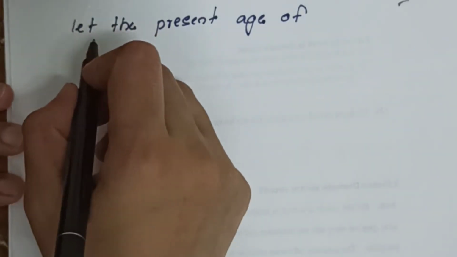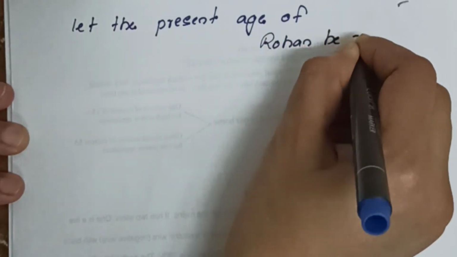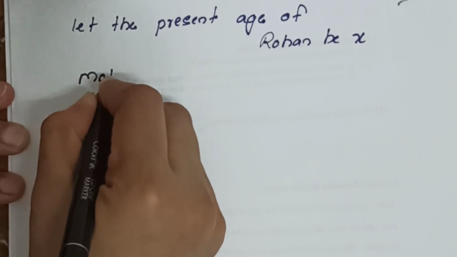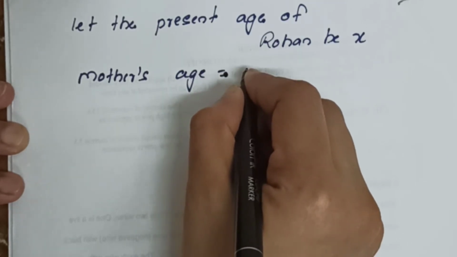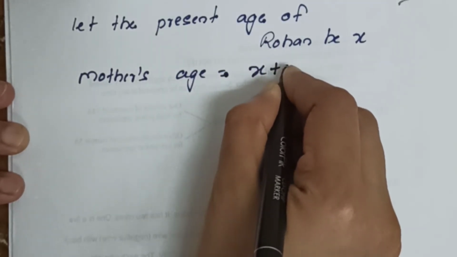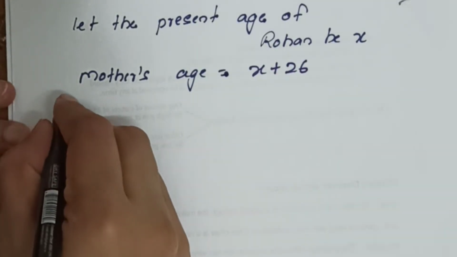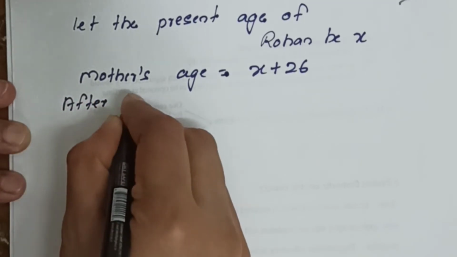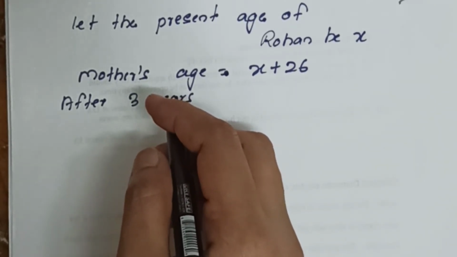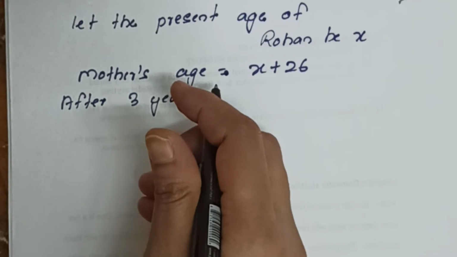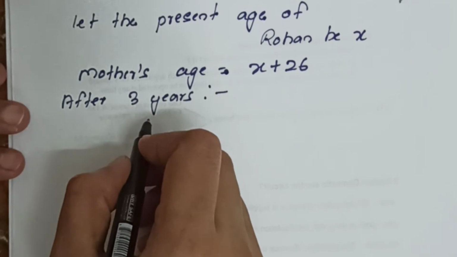So let us assume the present age of Rohan to be x. Then what will be the mother's age as per the question? Mother's age is equal to 26 years older, that means she is x plus 26. Isn't it? Now this is the present situation. Let us see what happens after 3 years, because the second condition is given like that. The product of their ages 3 years from now, that means a situation that arises after 3 years.